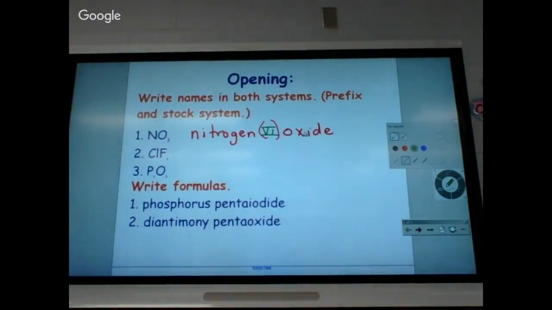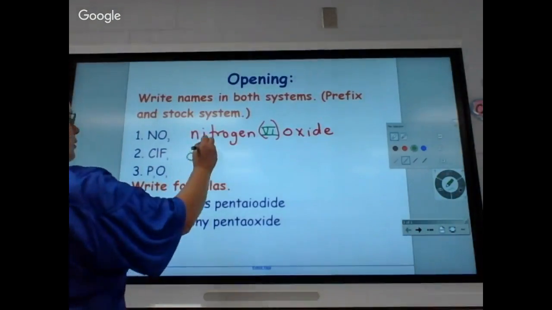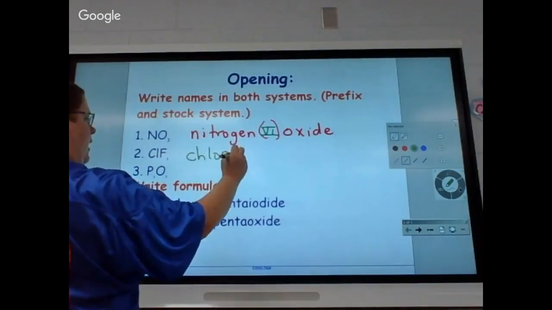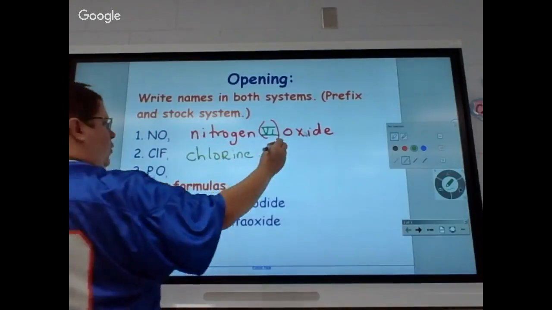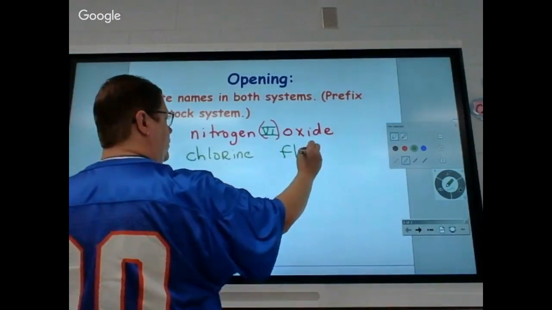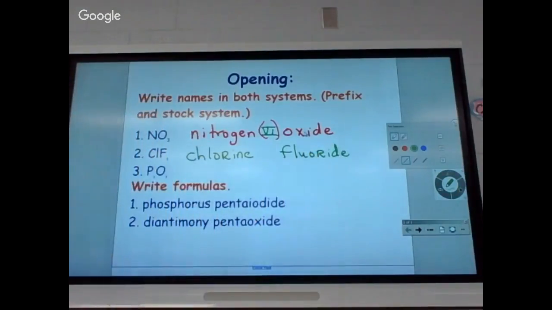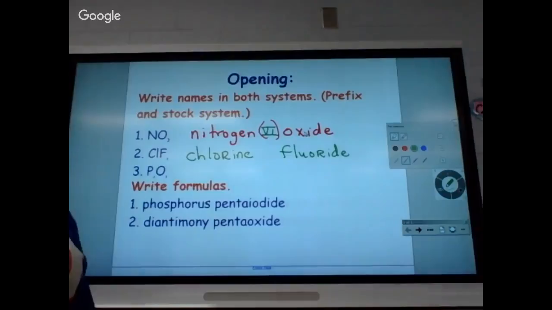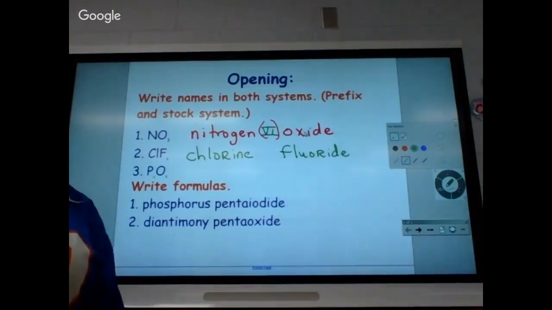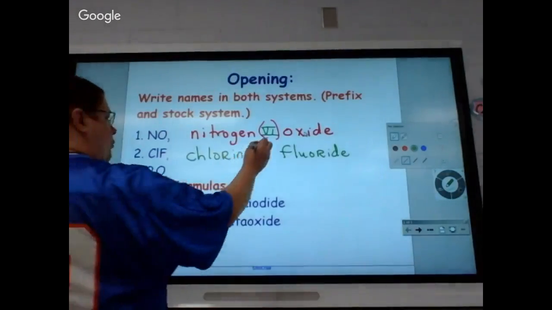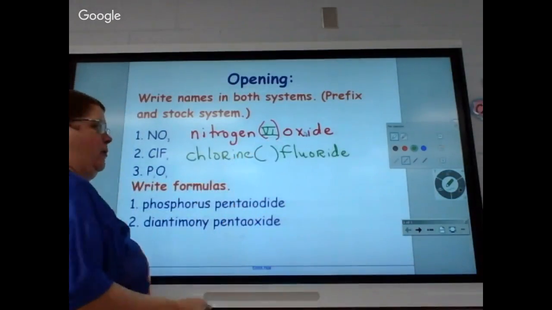So when you do the next one, Cl is chlorine. F is fluoride. And then is chlorine going to need a Roman number? Look it up on your card. How many numbers does chlorine have listed? Yes, it's got a whole bunch of them, right? So it's got to have a Roman number.